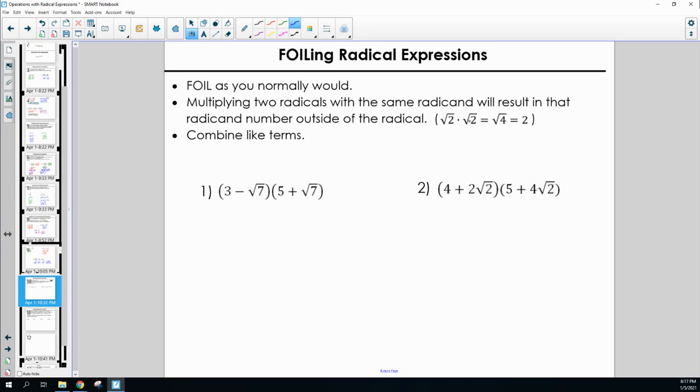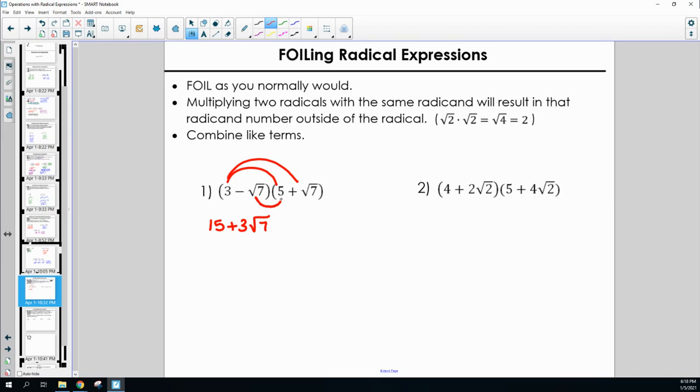As long as you have the same number under the radical and you're multiplying them together, it's just going to be the number inside the radical without the radical. And then we combine like terms. So for the first example, we're going to FOIL. So 3 times 5 will give us 15. 3 times the square root of 7. So we're multiplying 3 times the coefficient, which is 1. So that's going to be 3. And then the square root of 7 just gets tacked on.